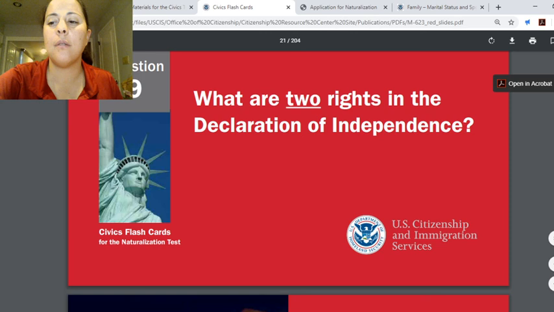Oh, look, life, liberty, and the pursuit of happiness. Remember, the officer will ask you to pick 2. What are 2 rights in the Declaration of Independence? Question on front of flashcard, answer on back of flashcard. Pick 2. Life, liberty, pursuit of happiness. Pick 2.